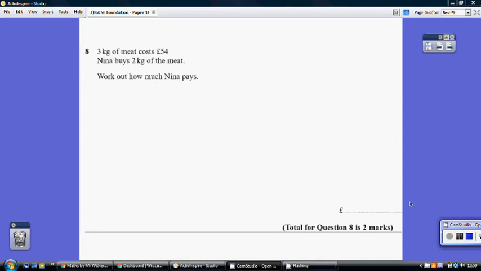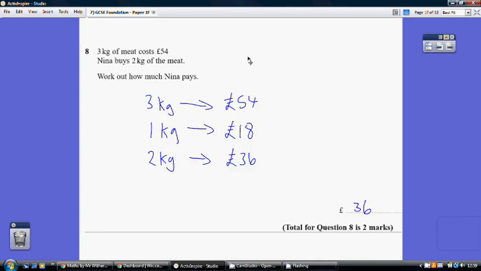Question 8. So 3 kilograms of meat costs £54. So how much would 1 kilogram cost? Well, if 3 kilograms costs 54, you need to divide by 3 to work out how much 1 kilogram costs, which is £18. So if 1 kilogram costs £18, to find out how much 2 kilograms cost, we double this. 2 lots of 18 is £36.